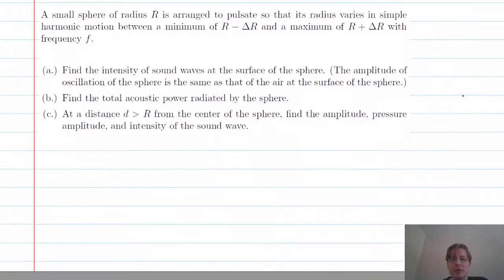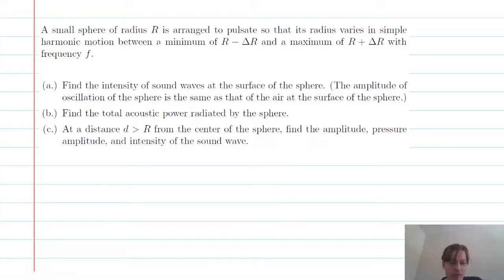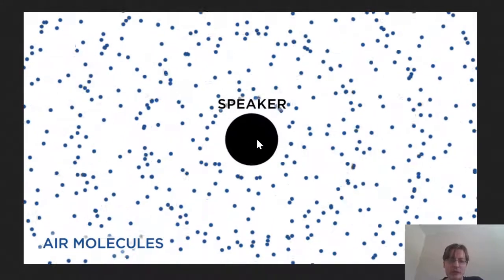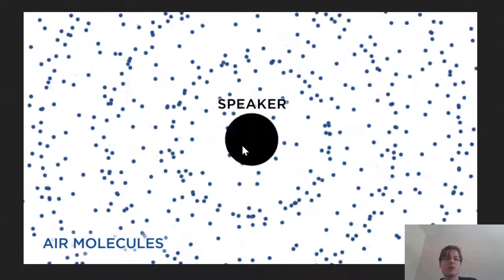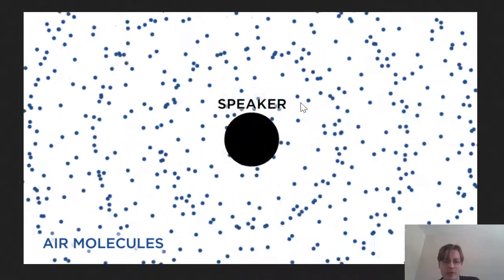Okay, here's a nice example. A pulsating sphere creates sound waves. What's the power of the sphere, and what's the amplitude of the sound wave, and so on. So we're looking at a picture like this. Here's a pulsating sphere, and it's hitting the air around it, setting up a sound wave.